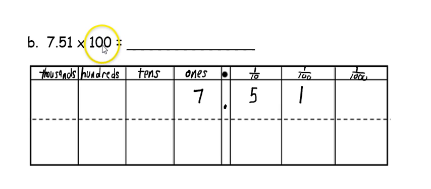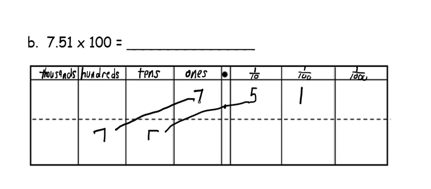Now I'm multiplying by 100 this time, which means my digits will become 100 times greater, or they'll move over 2 spots on the place value chart. For example, if I take 7 times 100, it becomes 700. If I take 5/10 times 100, it becomes 50. If I take 1/100th times 100, it becomes 1 whole.